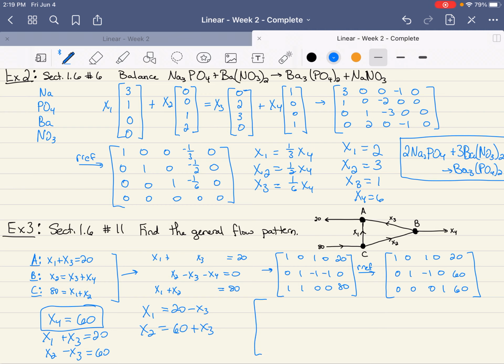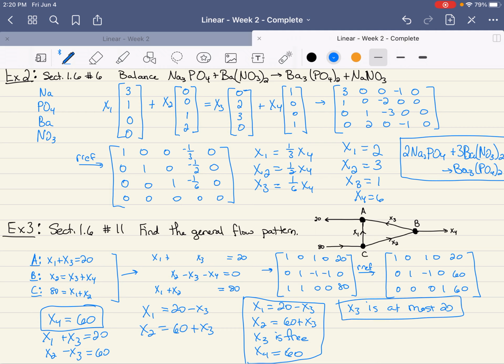So the way you would write this up would be x1 is 20 minus x3, x2 is 60 plus x3, x3 is free. I tried to write that as one word. And x4 is 60. And one thing you can notice about this is if you want these traffic flows to be positive, x3 is at most 20 to make that happen.